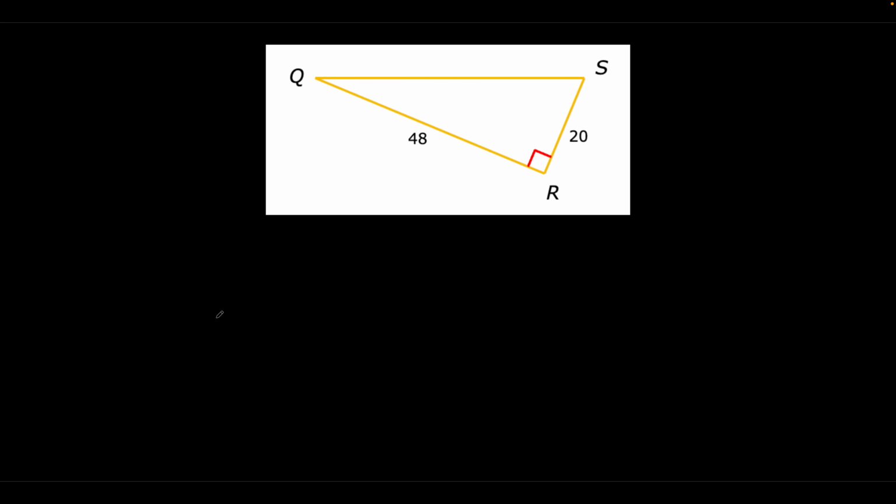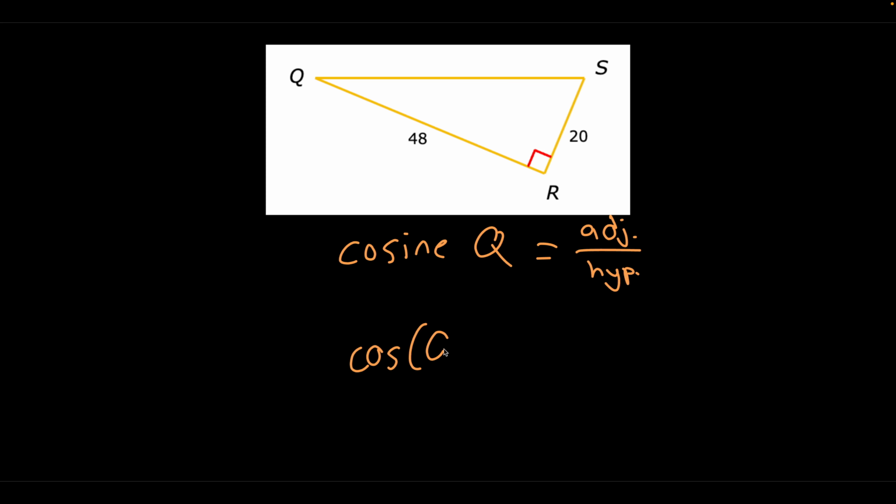For the cosine, let's do angle Q this time. Cosine of angle Q is adjacent over the hypotenuse, always the adjacent over the hypotenuse. And cosine is abbreviated COS. So the problem here, we need the hypotenuse.